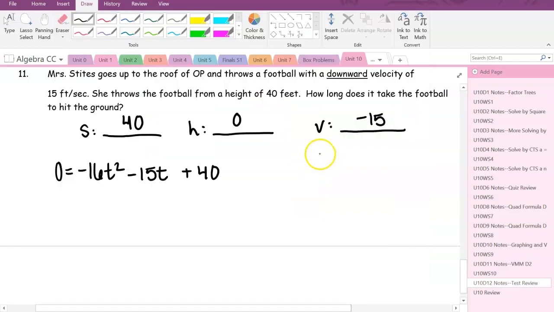Again, I just worry about the positive one here. And if you were to use Desmos, you would get the exact same thing.